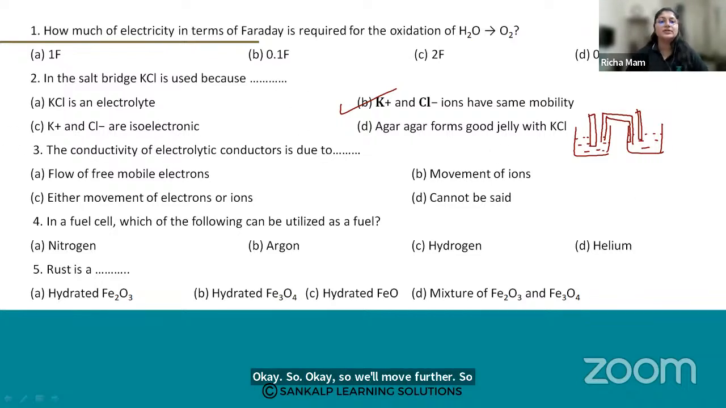The next question: the conductivity of electrolytic conductors is due to: A, flow of free mobile electrons, B, movement of ions, C, either movement of electrons or ions, and D, cannot be said. We have seen this in the concept part, in the last slide.